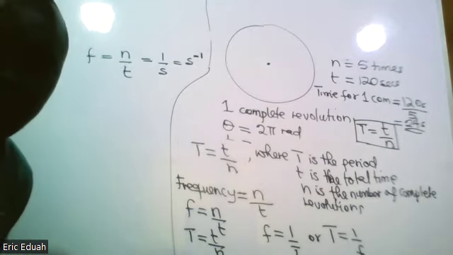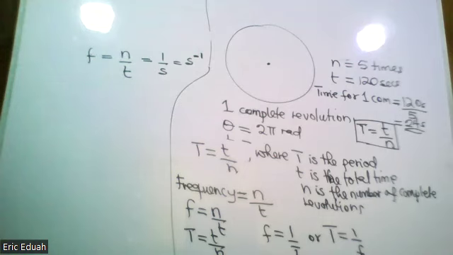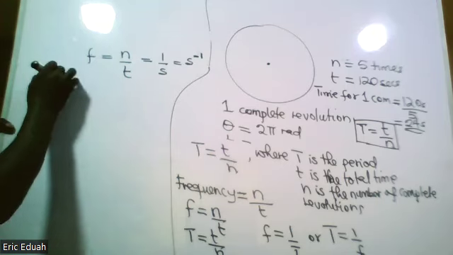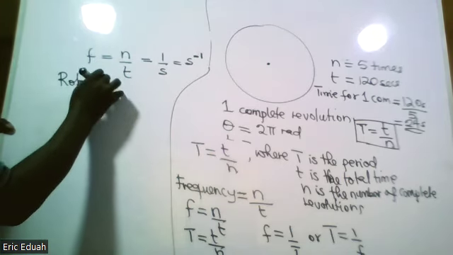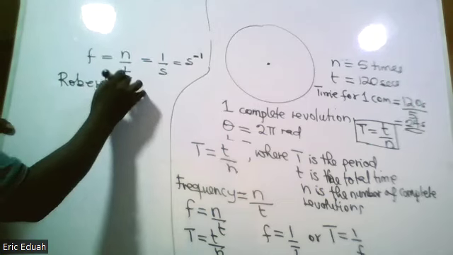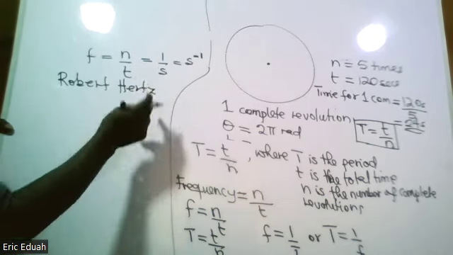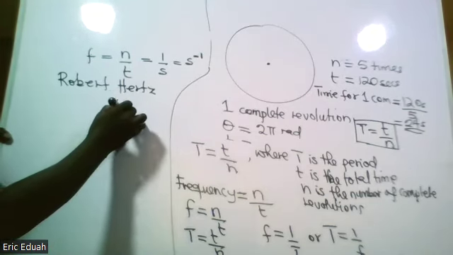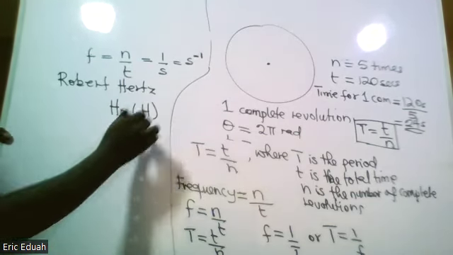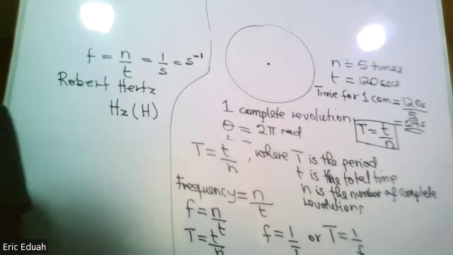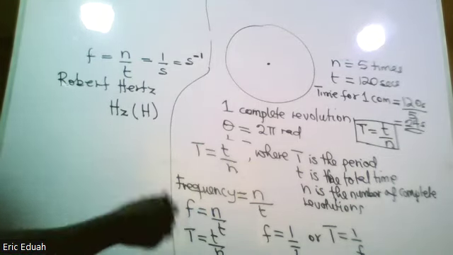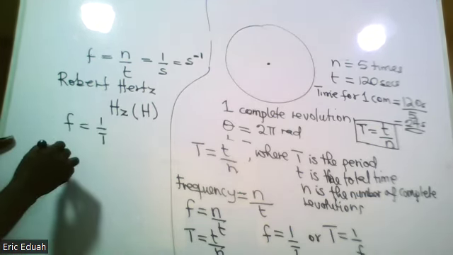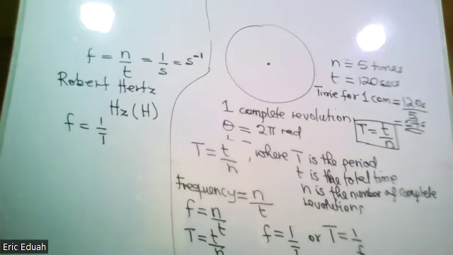And this was named in honor of Heinrich Hertz. And so the unit was changed from per second to hertz, shortened as capital H, lowercase z. But frequency relates to the period by 1 on T, or T is 1 on F.